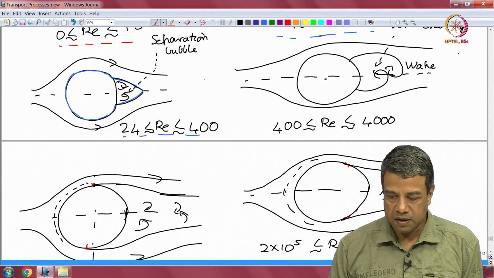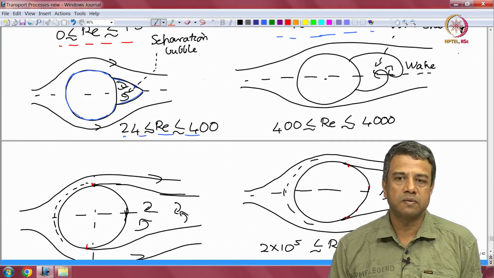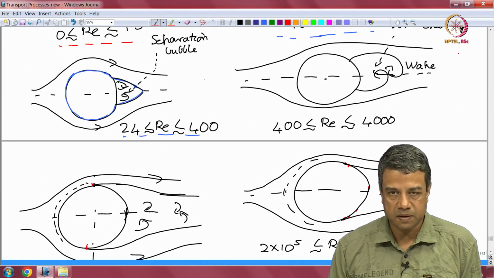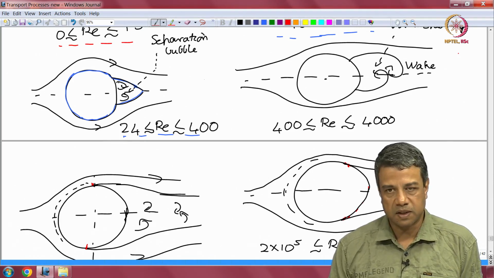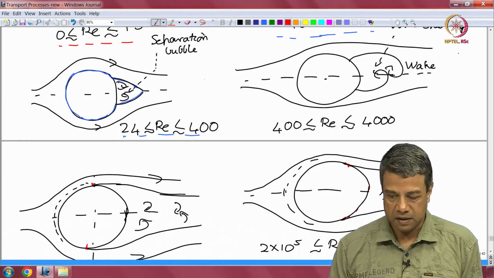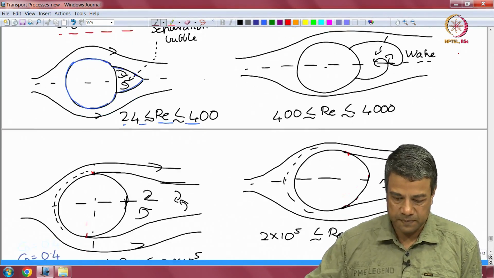Between about 400 and 4000, you have periodic, what is called vortex shedding. In the wake, you have shedding first of the vortex on the upper hemisphere and then on the lower hemisphere in an alternate fashion. The flow is no longer steady, and you have this wake vortex shedding.